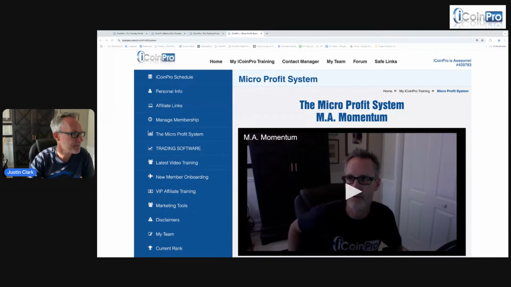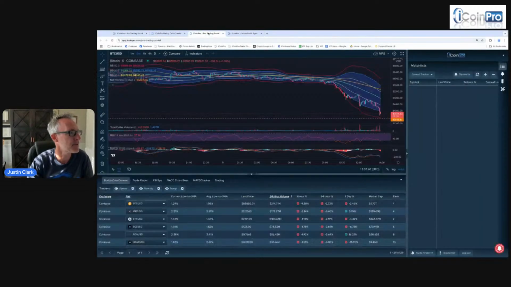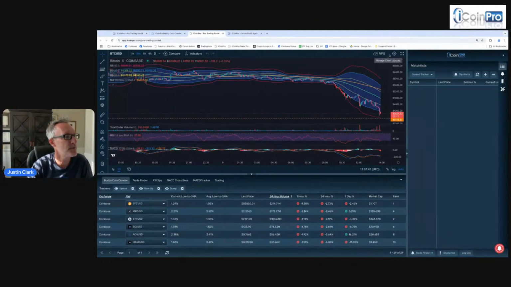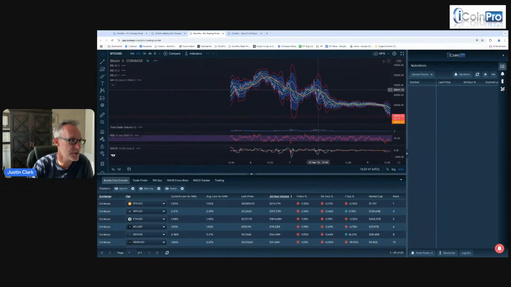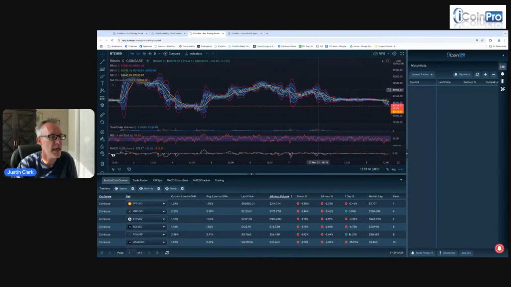All right, so let's go take a look at our chart and see what's up. We're looking at the iCoinPro trading portal. This is our custom software that we developed to trade our strategy. And there's nothing else like it. It's like the all-seeing eye of crypto. We know everything that's going on.